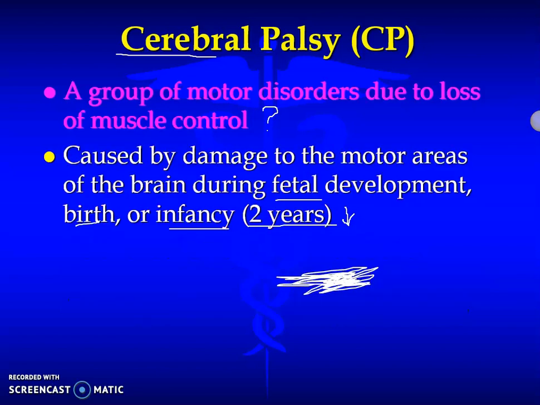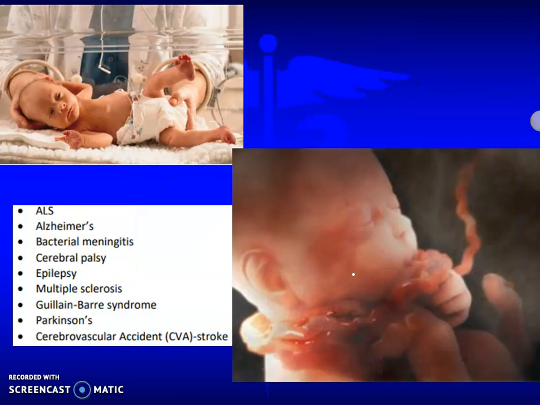The reason why I have this picture here is because I want you guys to think of cerebral palsy. You tend to be born with it. If you're 16 years old and all of a sudden your brain dies due to lack of oxygen, we don't call that cerebral palsy. We call that something else that is on this list of diseases here.